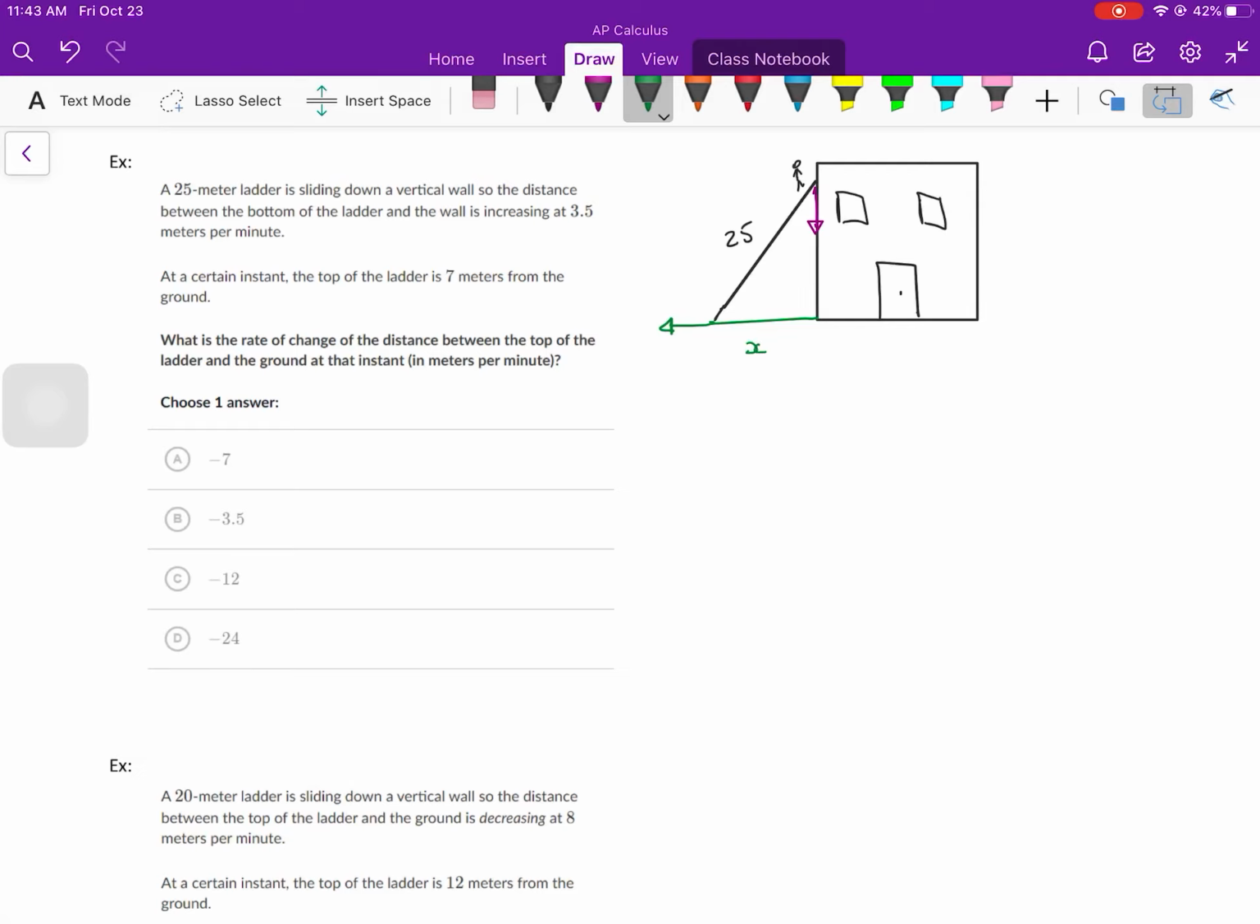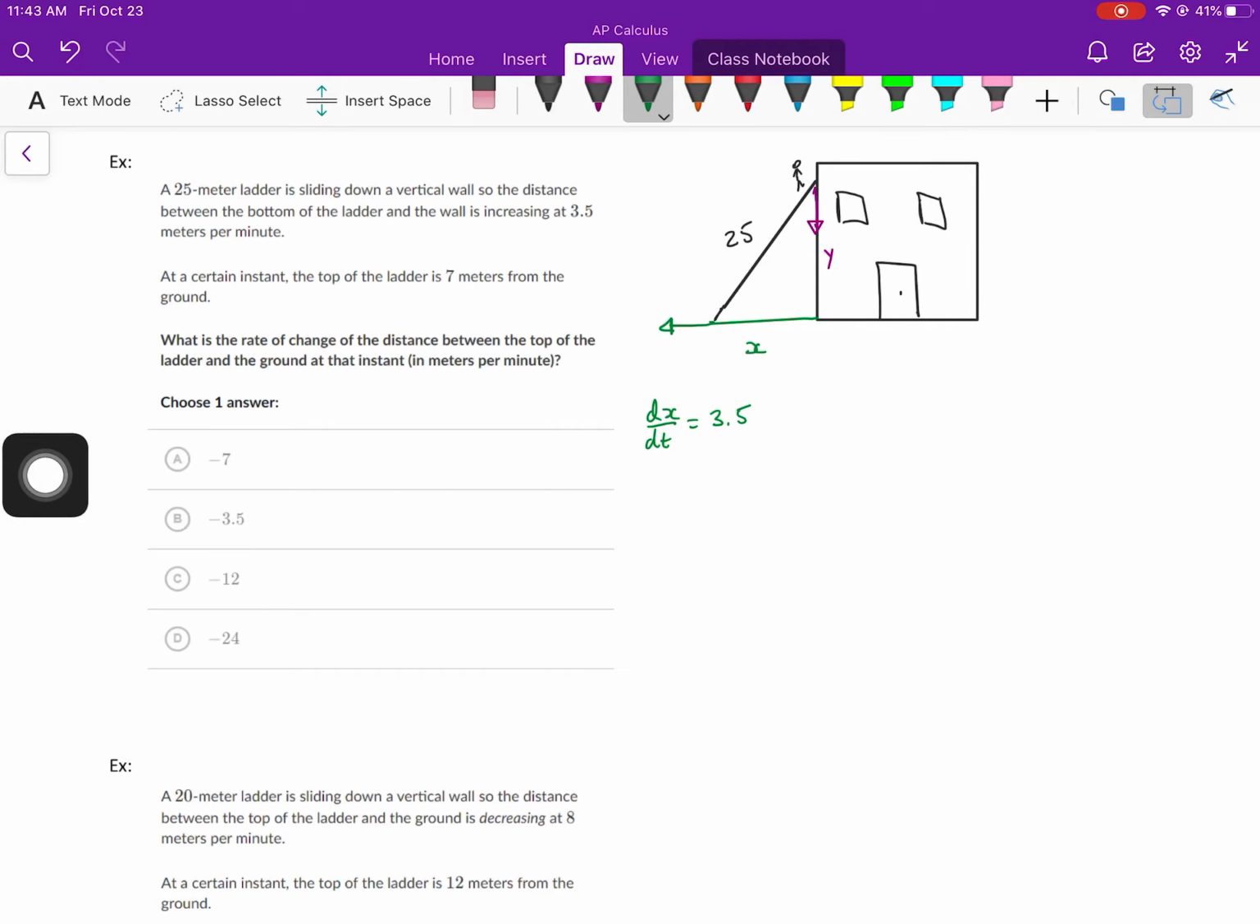So let's just call this X and this Y. The vertical distance will be Y, horizontal distance will be X. So we know that dx dt is increasing at 3.5. We know x is increasing, that distance is increasing. And I guess it would make more sense if I drew the ladder over here so we can think of a coordinate plane. X is going to the right, is increasing.